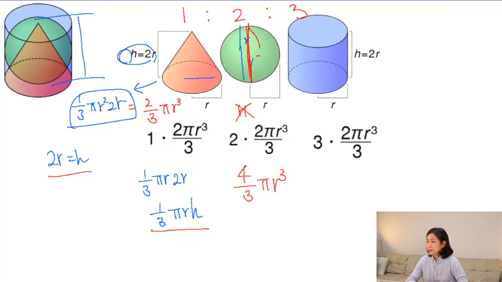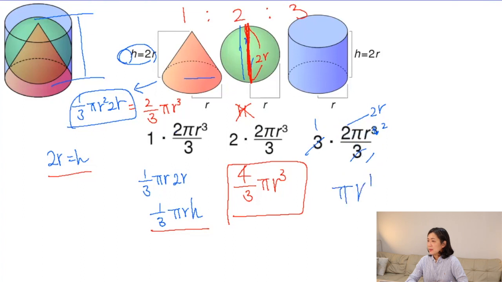Now, using the formula for the cone that we figured out, we're finally finding the formula for the sphere. So make sure it's r cubed. Then for the cylinder, as you already noticed, instead of 2r, let's put h back. Then that will be pi r squared h. Okay, so now finally we've got our formulas for the sphere.